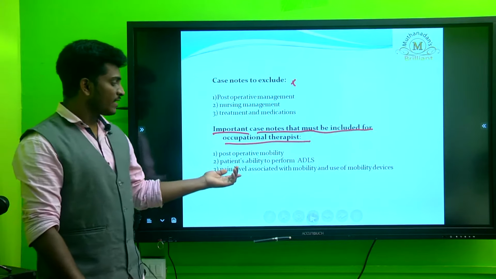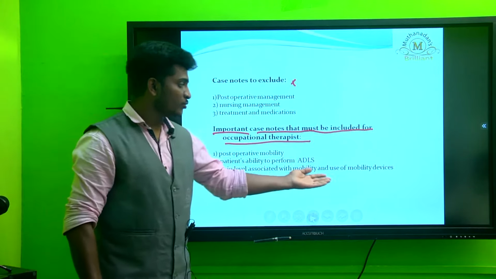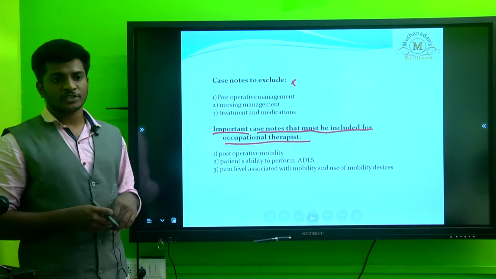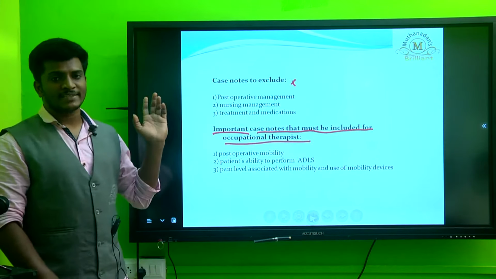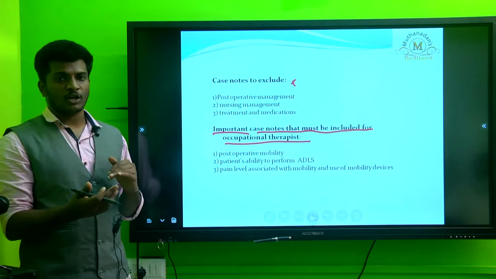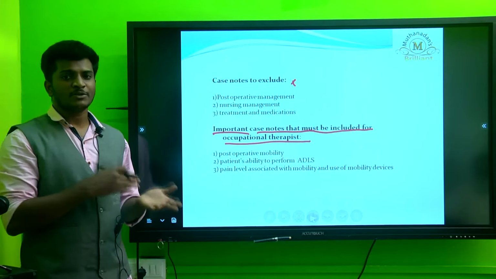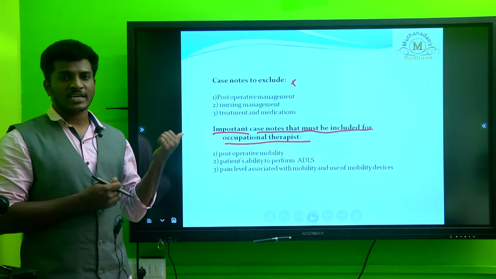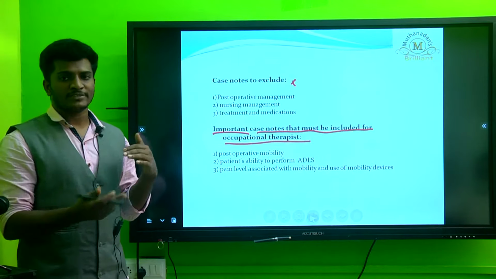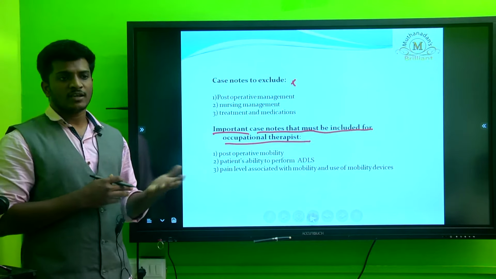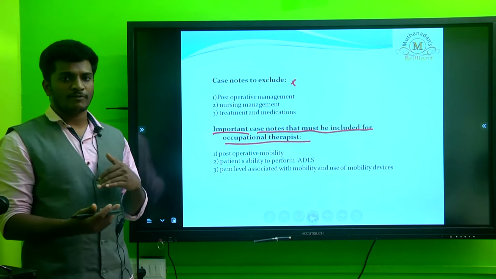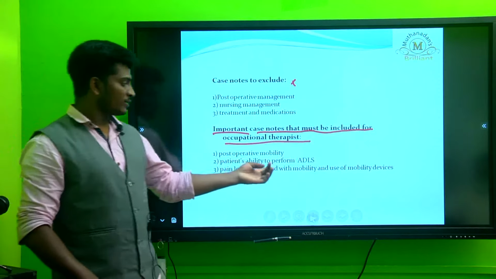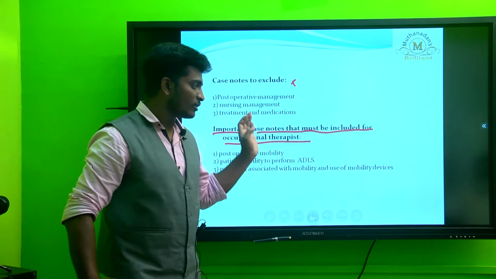Third one is pain level associated with mobility and use of mobility devices. As per the case notes, how long or how far she can walk: 50 to 60 steps she can walk, as we have selected here. After that she gets a little pain. Most of the time, she can do mobility for 5 minutes, she can walk for 5 minutes. After that she will have pain. That's what this pain level associated with mobility explains, according to the stimulus.